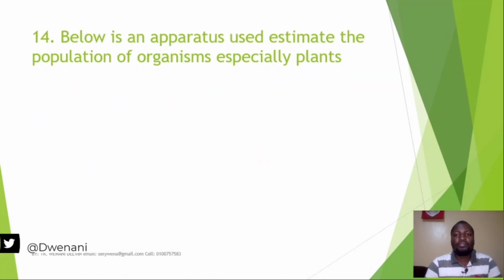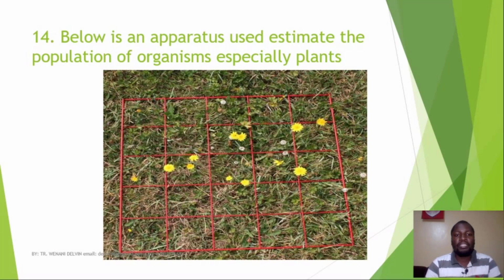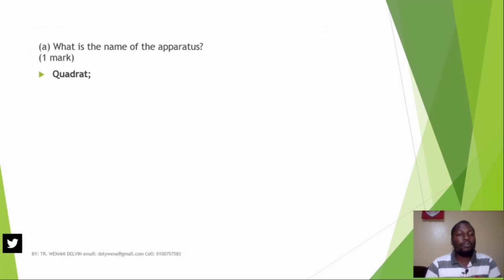Then below is the apparatus used to estimate the population of an organism, especially plants. That is the apparatus, and we all know this one. It's a quadrat.